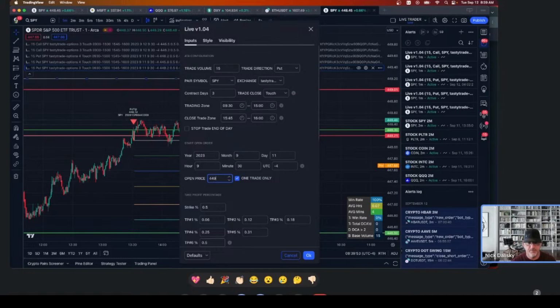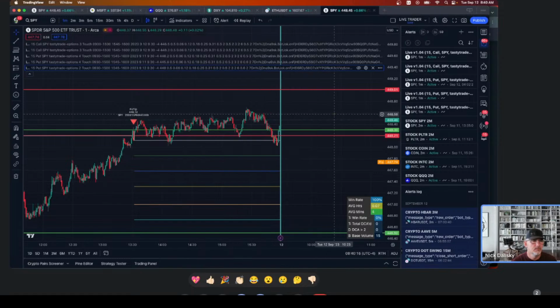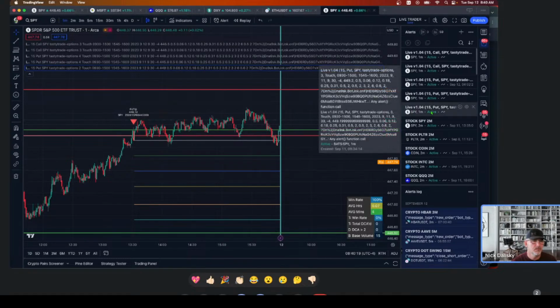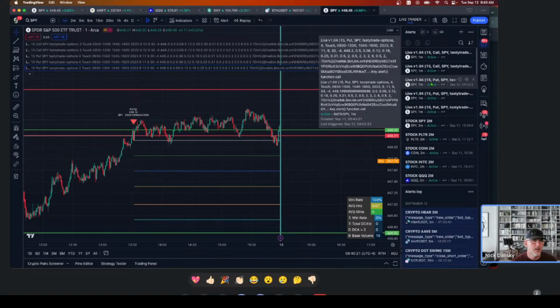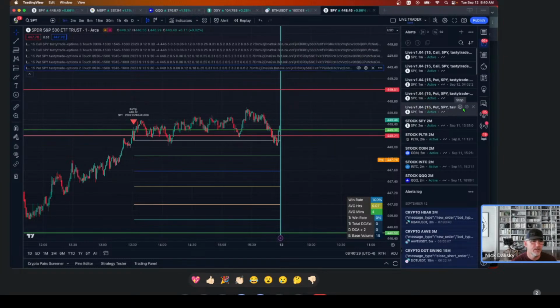So I'm going to adjust this to 449. 3 days is fine. Actually, I'm going to make this 2 days because I wanted it 1 day offset from my other one. One trade only. That's the date. There we go. It's probably this one. 448.20. Nope. 445. 449. This is the one I wanted.